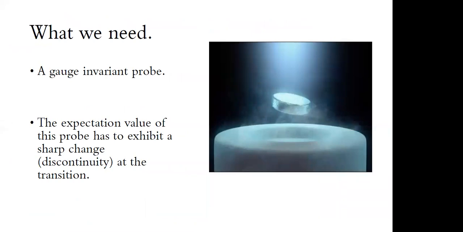So what we need is, number one, a gauge invariant probe. Number two, it has to be such a gauge invariant probe whose expectation value jumps at the transition. So it has to be discontinuous. This is a first order transition. Or a kink, for a second order transition.